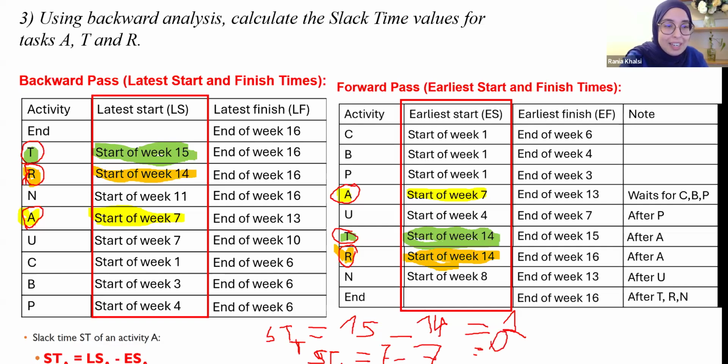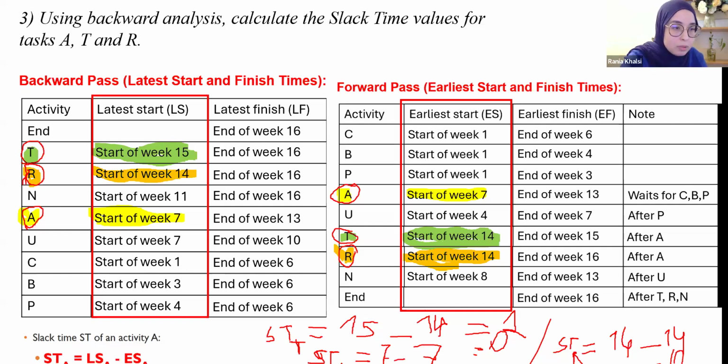Now, the slack time, it's extremely difficult for R, okay, is equal to the difference between what we have, the orange color for now, is 14 minus 14, okay, which is again 0, okay?